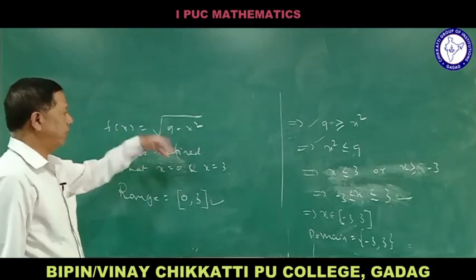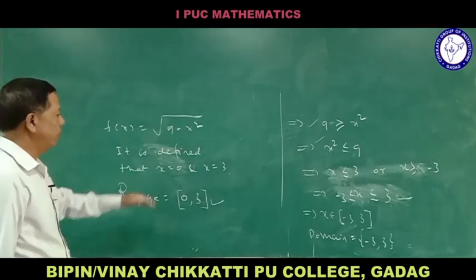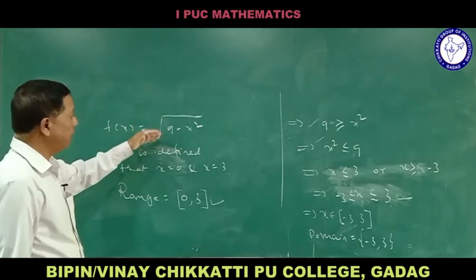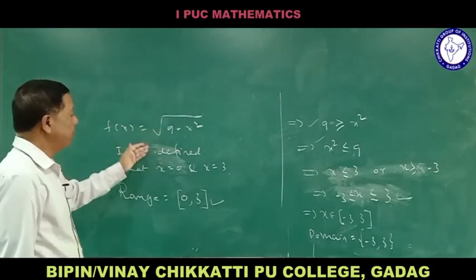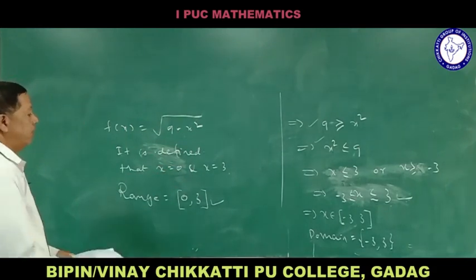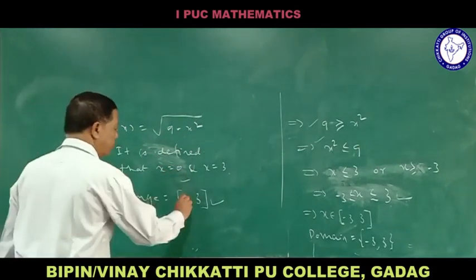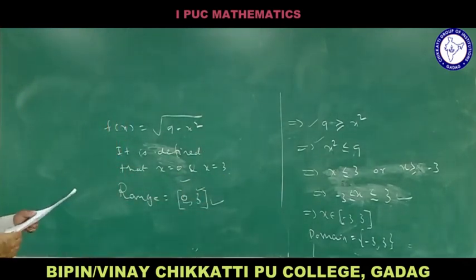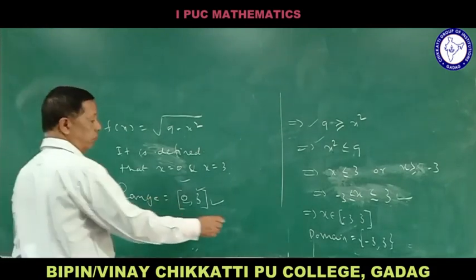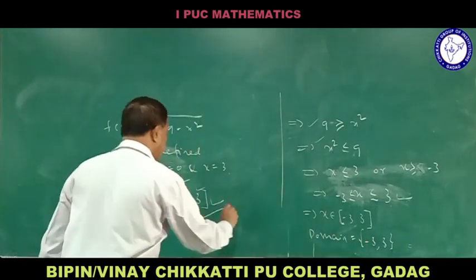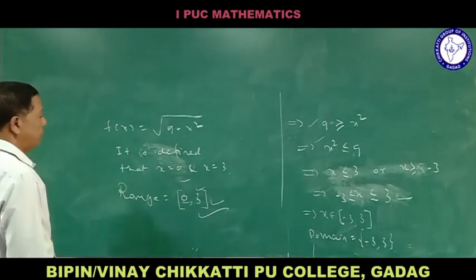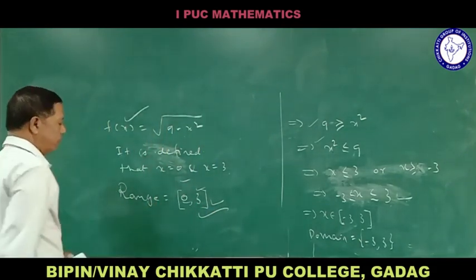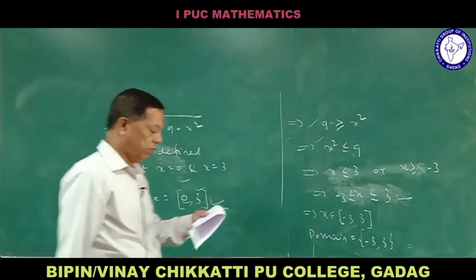For example, if you take 2, you will get positive. If you take 1, you will get it positive. So you have to see that this f of x is defined in between 0 and 3. x is equal to 0 is possible, x is equal to 3 is possible, and in between 0 and 3 is also possible. When x is minus 3 and plus 3, we will get 0. So this function is defined only for this, and the range is 0, 3 you can say.